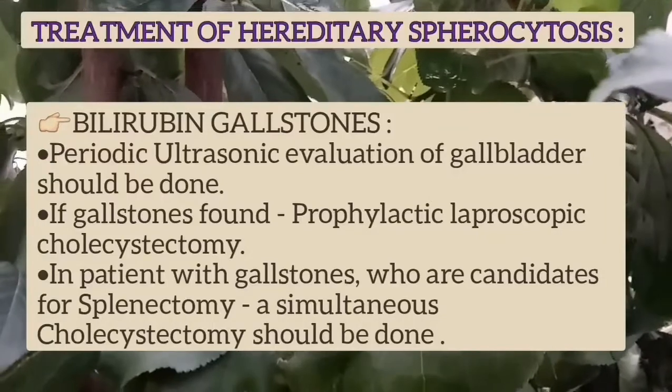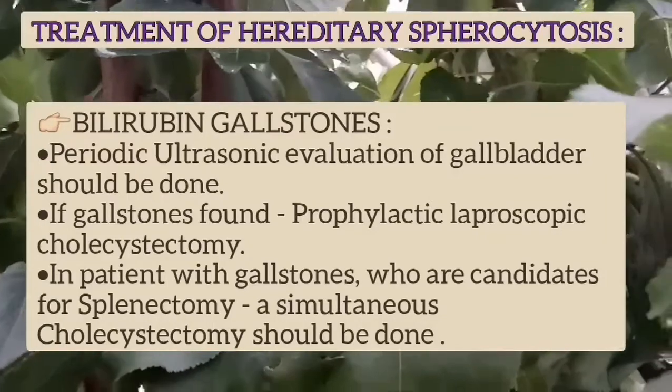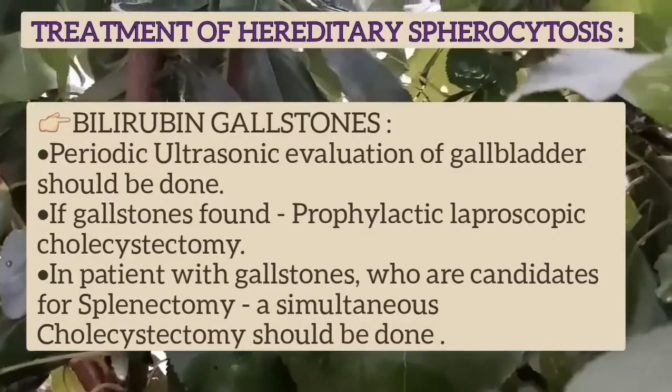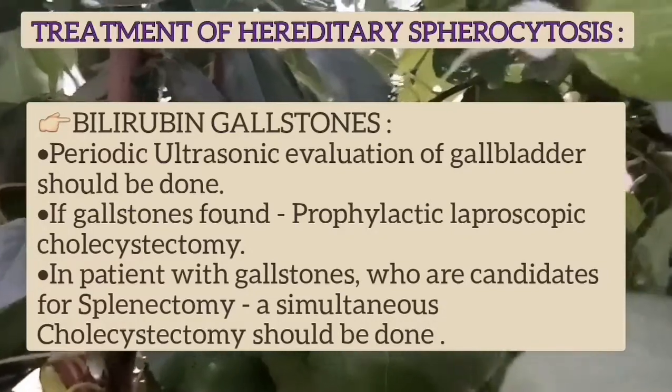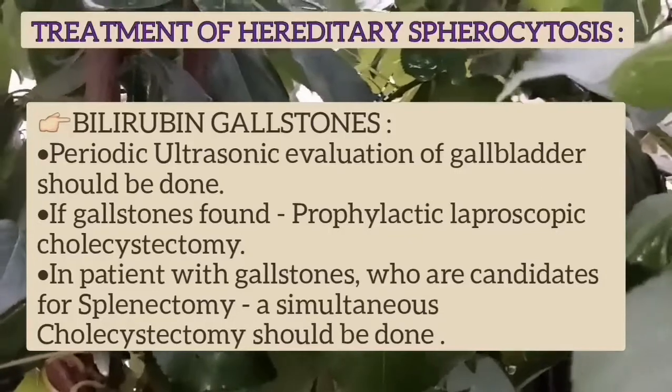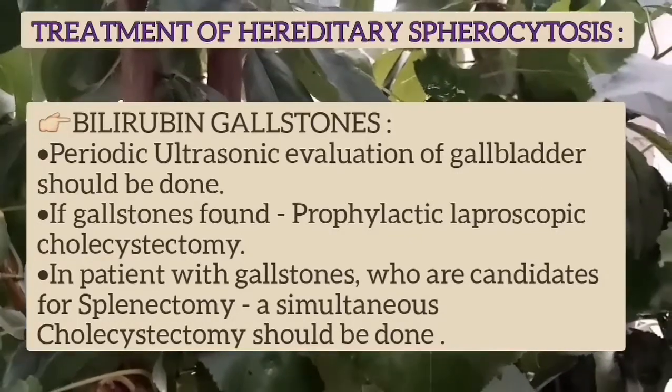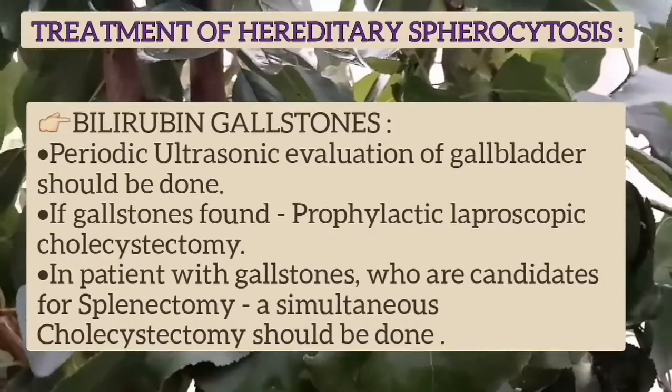Now, for bilirubin gallstones, periodic ultrasonic evaluation of the gallbladder should be carried out. And if gallstones are found, then prophylactic laparoscopic cholecystectomy should be done. Now, in patients with gallstones who are candidates for splenectomy, a simultaneous cholecystectomy should be done.